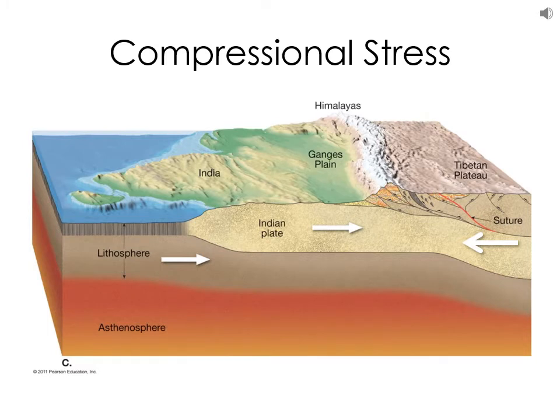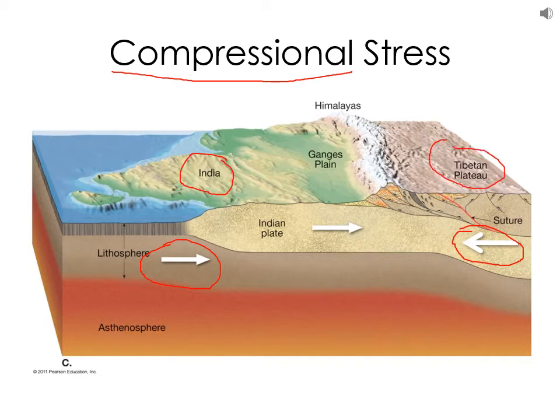Okay, so to deform rocks, to do some crustal deformation, we need to put rocks under stress. There are three main types of stress, and the first one is called compressional stress. Compressional stress happens when we're pushing rocks together. We see these arrows here showing that we're pushing these rocks together. Here we have a convergent plate boundary, right? The Indian plate is being pushed into the Eurasian plate, and it's pushing up the Tibetan Plateau and the Himalayas. So compressional stress is when plates move towards each other, pushing rocks together. It's shortening and thickening the crust.